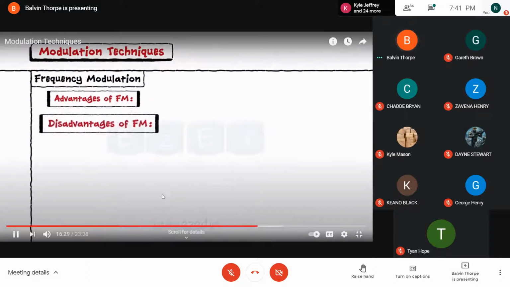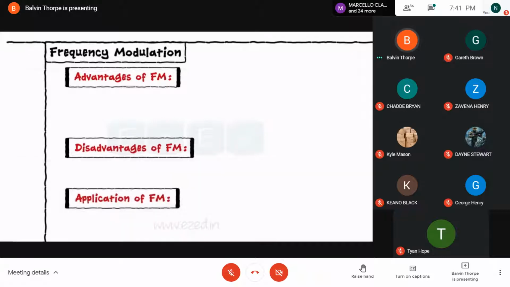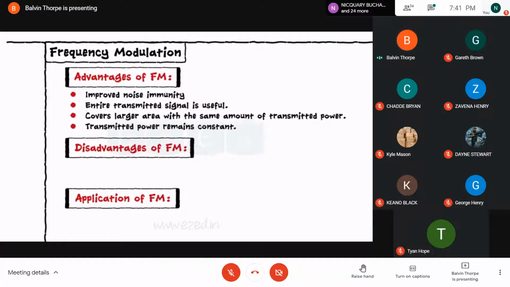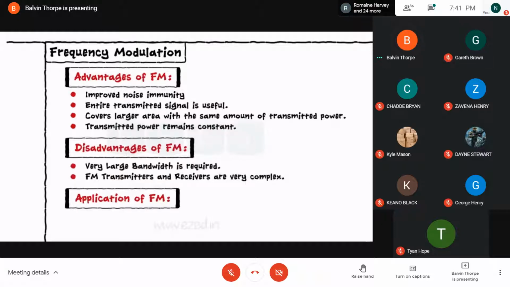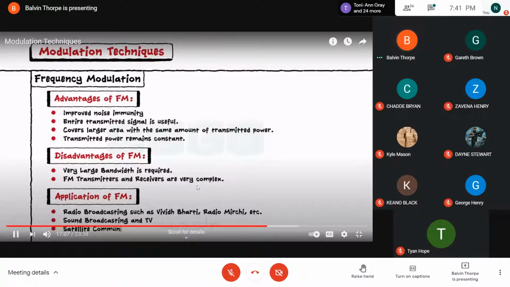The advantages, disadvantages and applications of frequency modulation are as follows. Advantages of frequency modulation: improved noise immunity. Entire transmitted signal is useful. Covers larger area with the same amount of transmitted power. Transmitted power remains constant. Disadvantages: very large bandwidth is required. FM transmitters and receivers are very complex. Applications of FM: radio broadcasting such as Vividh Bharati, Radio Mirchi, etc. Sound broadcasting and TV. Satellite communication.